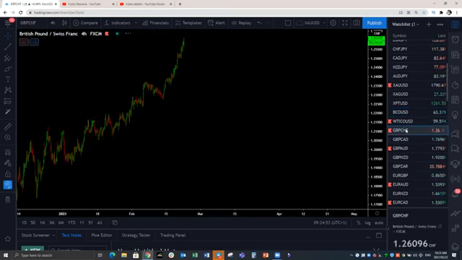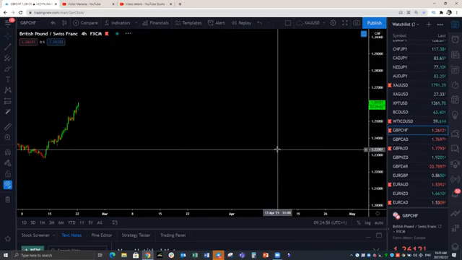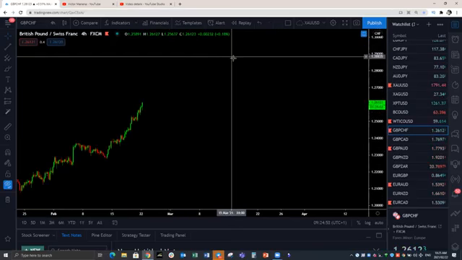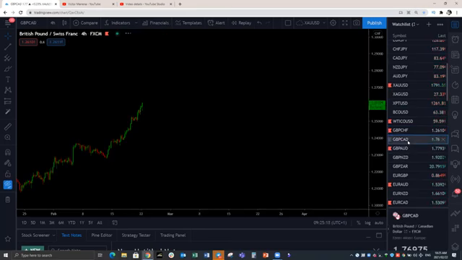Pound chief. You can see pound chief is showing so much weakness. That's why you see anything against the chief is pushing up higher. Where chief is the base pair, you can see that those pairs are dropping lower. That's why you see US dollar chief is pushing up higher. Chief yen is pushing lower. That's because of the chief in it.